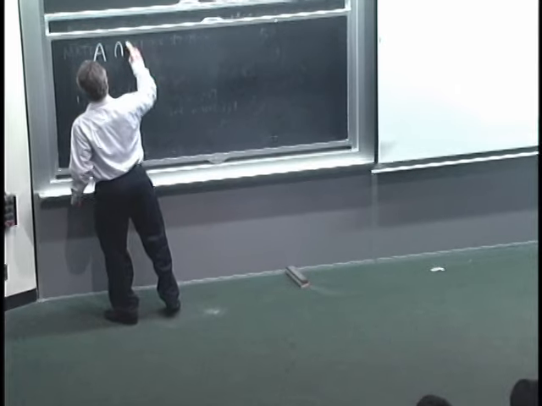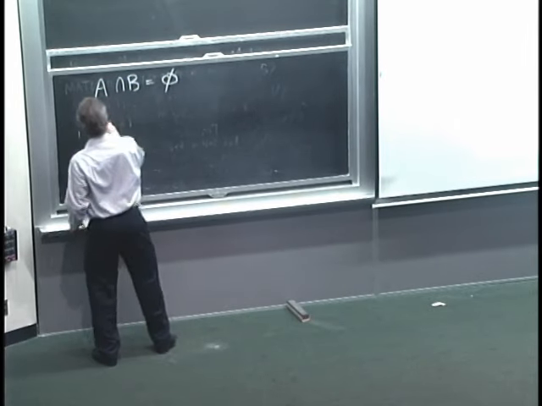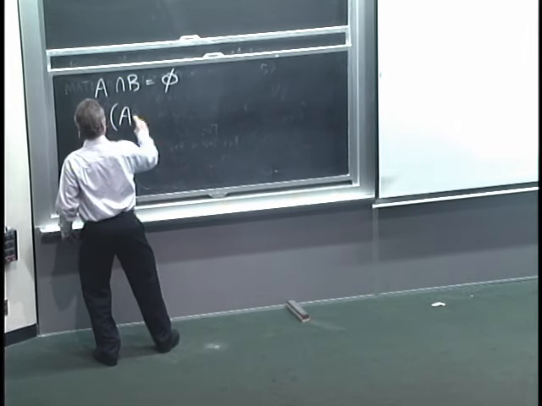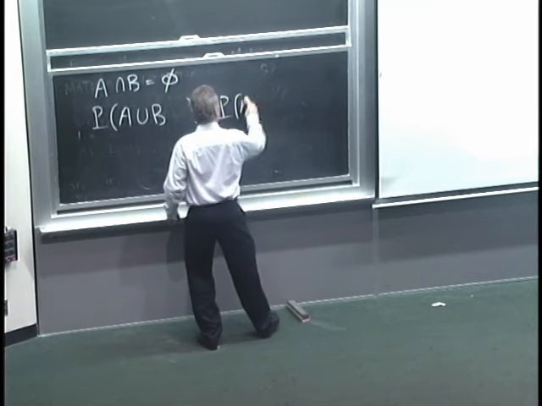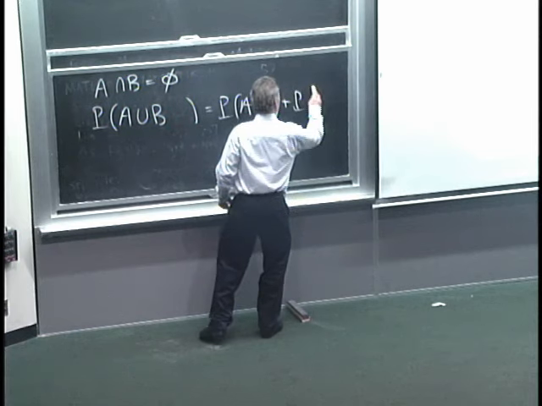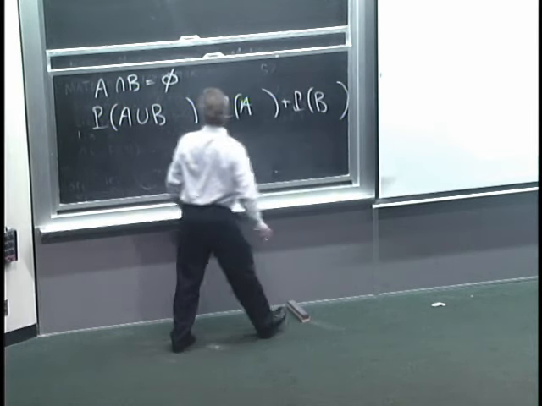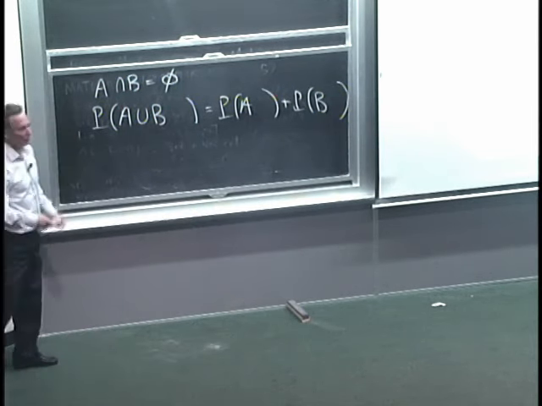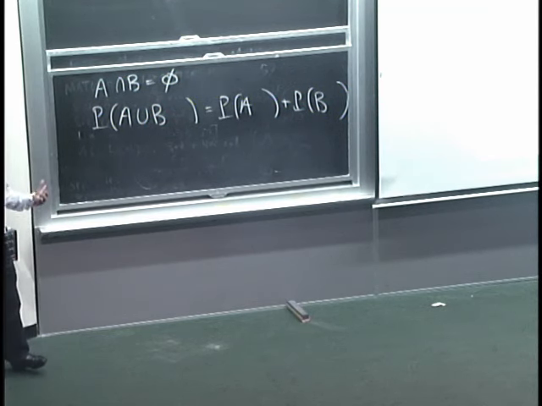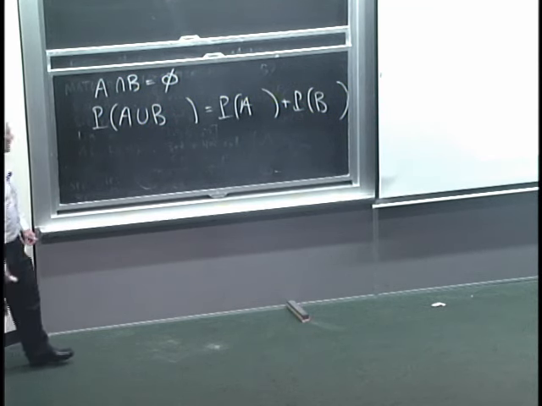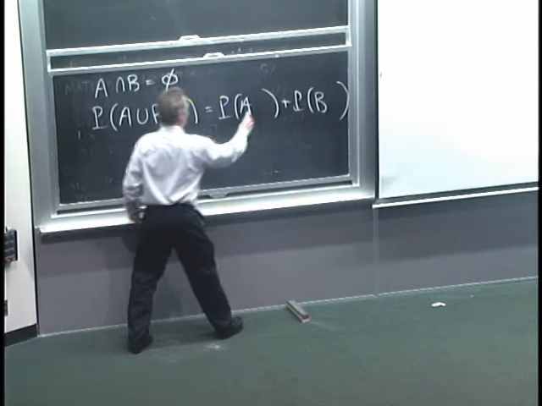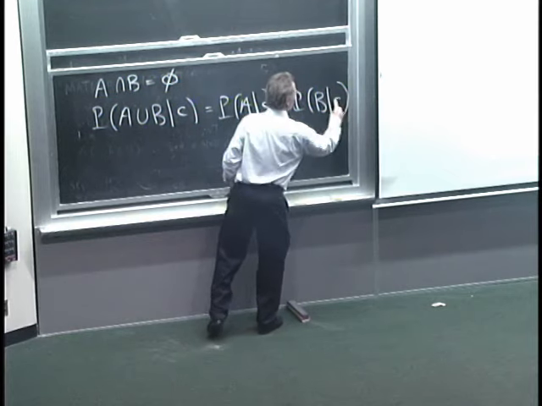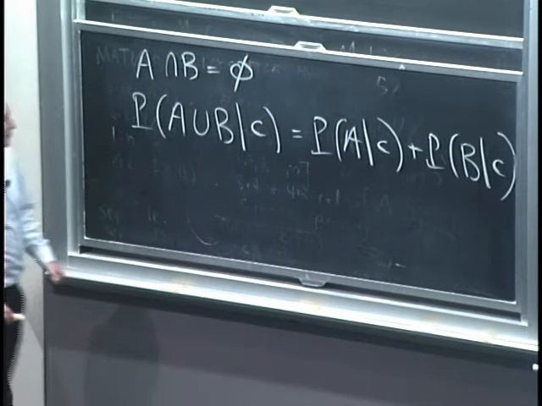So for example, if A and B are disjoint events, then we know that the probability of A union B is equal to the probability of A plus the probability of B. And now if I tell you that a certain event C occurred, we're placed in a new universe where event C occurred. We have new probabilities for that universe. These are the conditional probabilities.